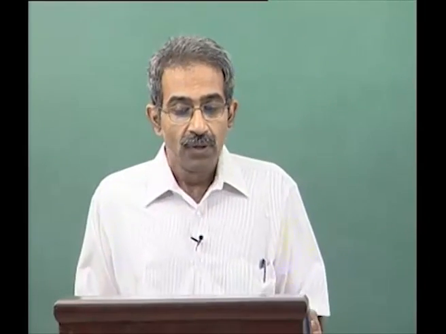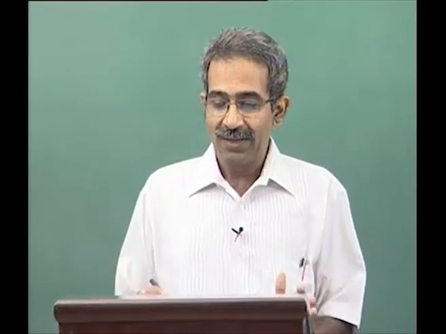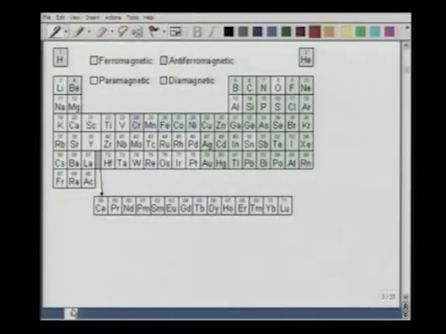Now this is a very nice table which tells you which materials are paramagnetic. In fact, this is the periodic table. What are the atoms which are diamagnetic, and what are the atoms which are paramagnetic, and you also have atoms which are antiferromagnetic and ferromagnetic, which I will come to later.